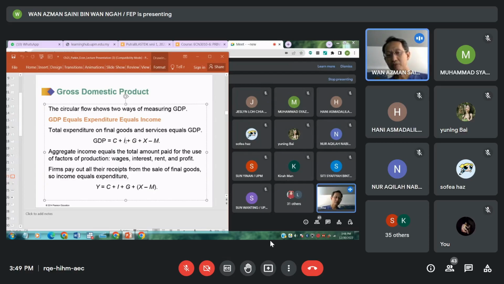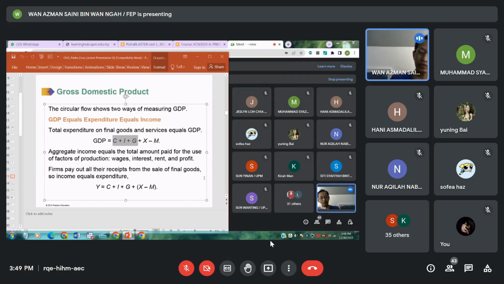This indicates total output purchased by the household. This is output produced in the economy, purchased by the firms. This is output produced in the economy, purchased by the governments, and this is the output produced in the economy, purchased by foreigners, by other countries. So at the end, we have to remove imports because some of the spending here is on imported goods.